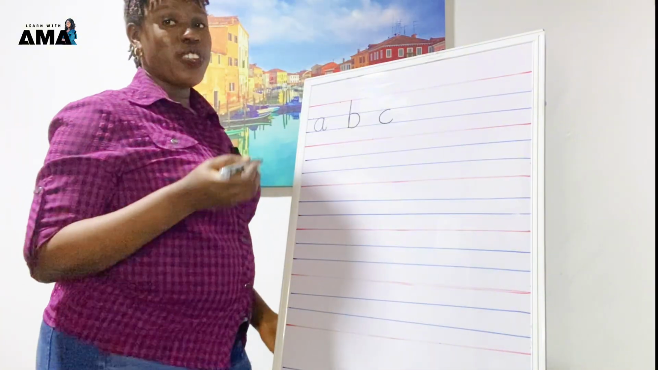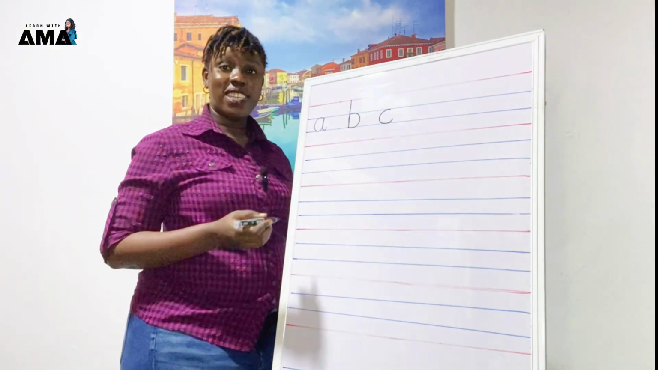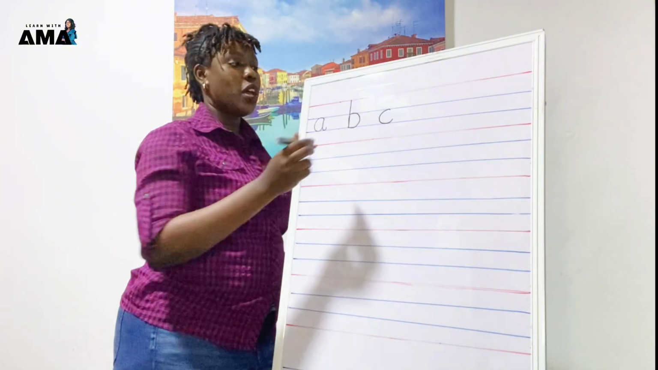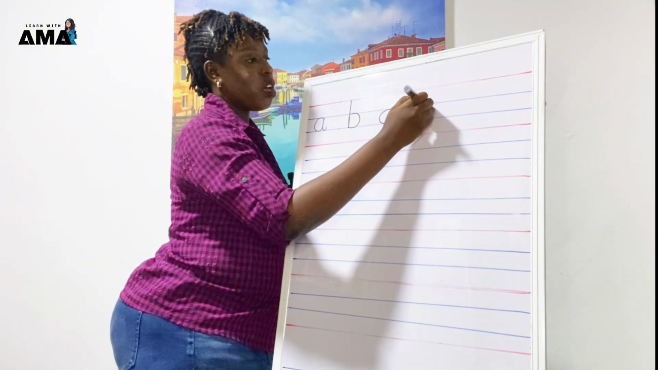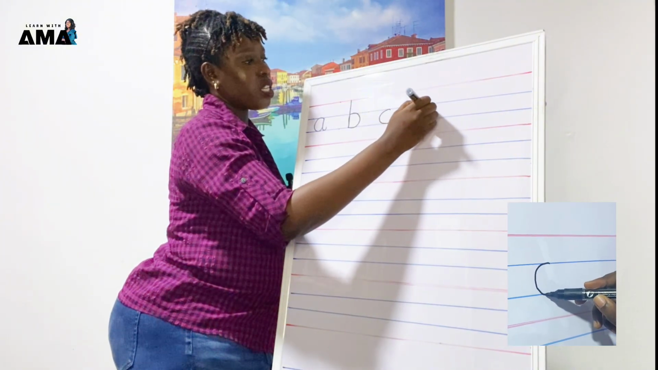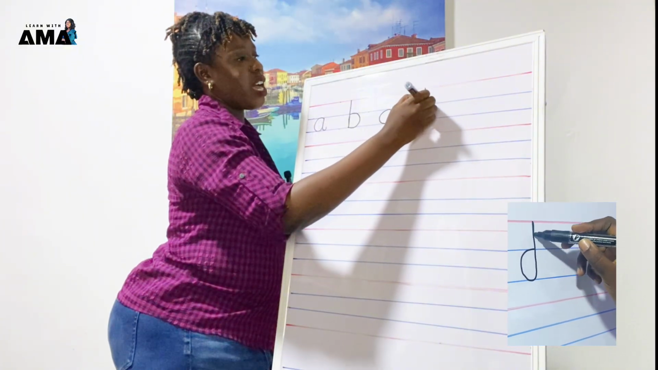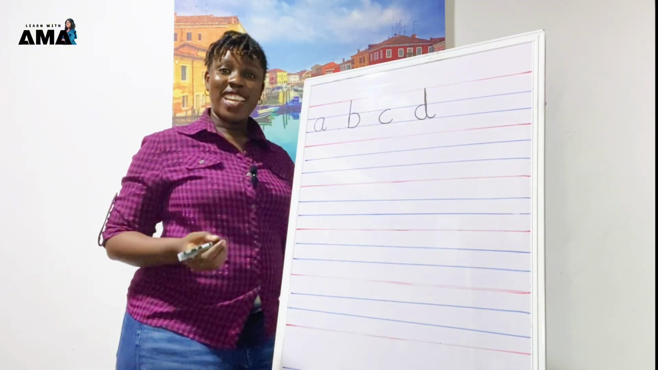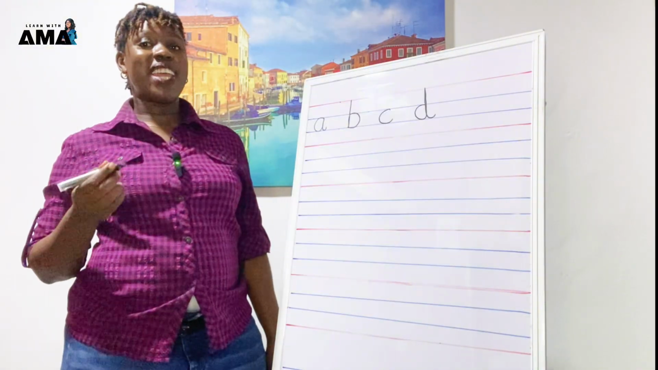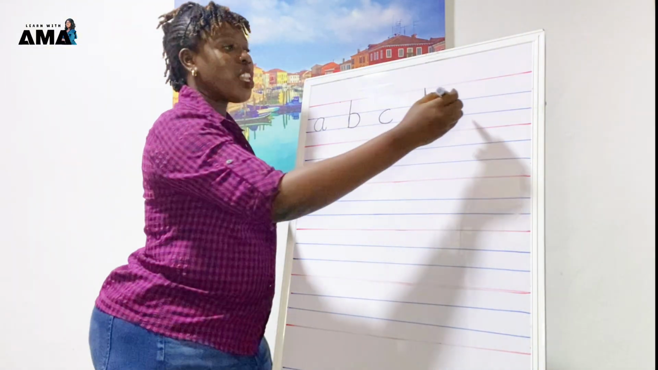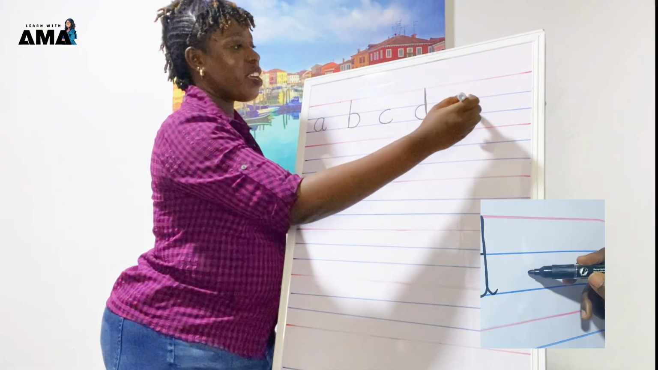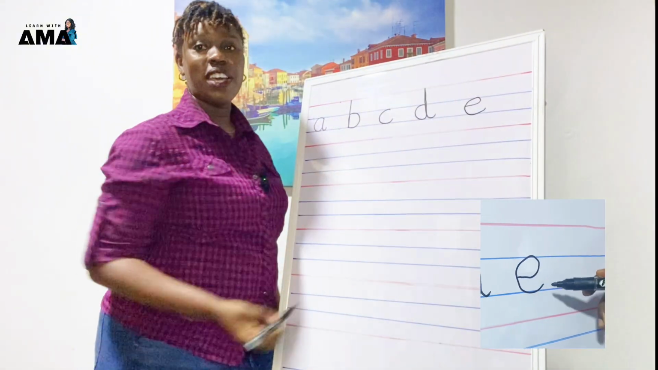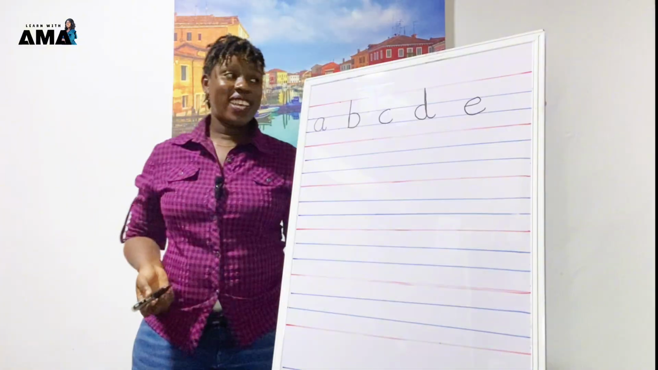Letter D, another ascender. Now for letter D, you have to start with a curve, not with a stroke, but with a curve. A curve, you take it up and bring it down, right, with a flick. And then letter E. Letter E is also an X height letter. So we start in the middle of a line right here with a dash, take it up, and then you make a curve.